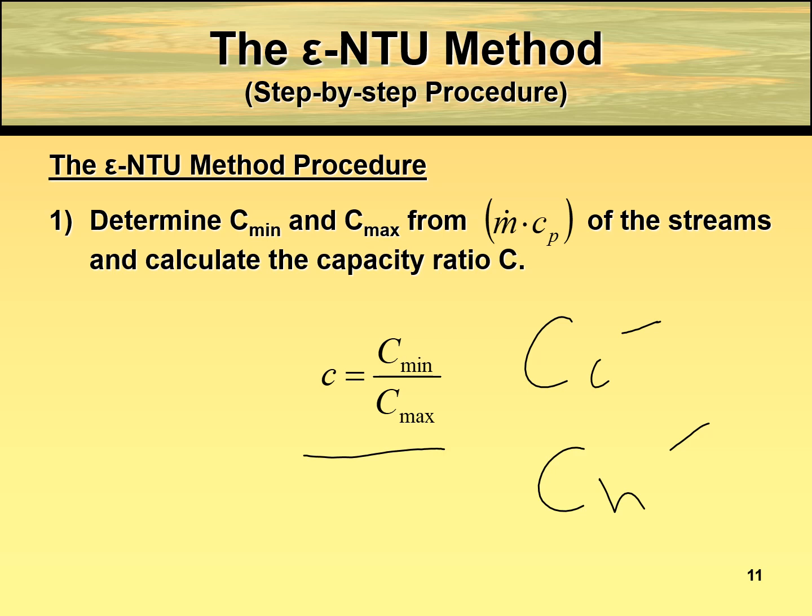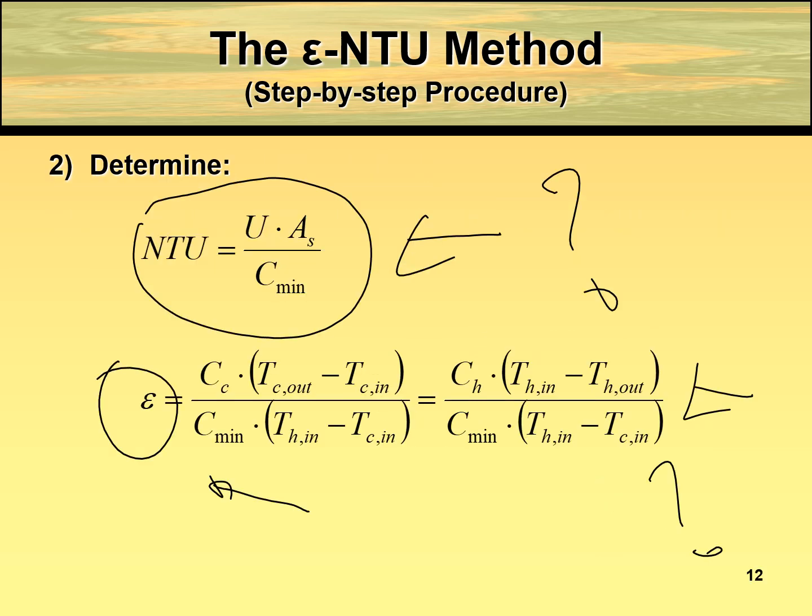You have to start by defining the heat capacities and the heat capacity ratio, by evaluating the C minimum and the C maximum based on CH and CC. And then you can determine the NTU, or determine the effectiveness. If the purpose of the problem is to find the NTU, then you have to know the effectiveness. But if the purpose is to find the effectiveness, then you need to know the NTU, which means the size, or you want to have the effectiveness.